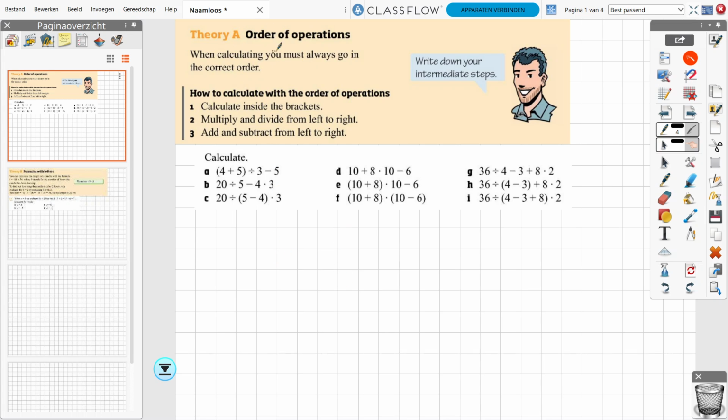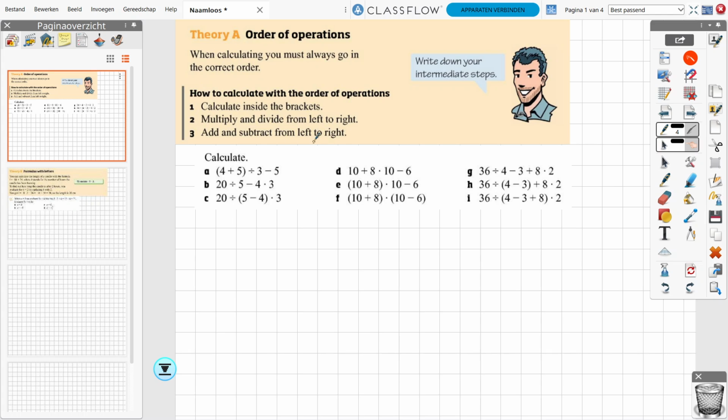And the first thing that we're going to do is theory A about the order of operations, also called de rekenvolgorde in Dutch. Two major things. One, calculate in the correct order, which I'm going to explain in a moment. And two, write down your intermediate steps, which is equally as important. I'm going to show you how to do that in a moment.